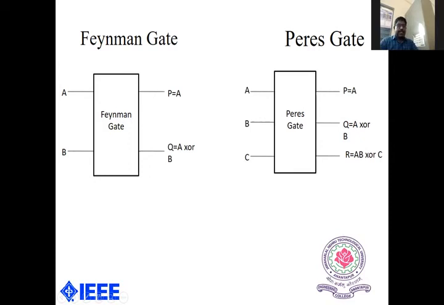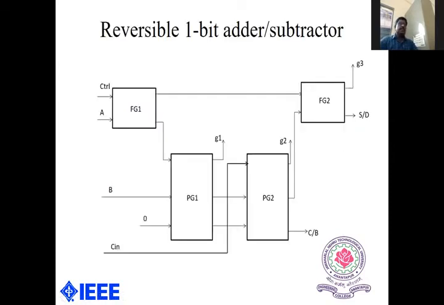Please consider an example of a 1-bit adder. It's a combination of Feynman gates and Peres gates. FG is Feynman gates and PG are Peres gates. With the combination of Feynman gates and Peres gates, with respect to a control pin and inputs A, B, C, we get sum or difference, carry or 1. If control is 0, you get sum and carry. If control is 1, you get difference and 1. So this is the example of reversible logic gates for an adder or subtractor of 1 bit.